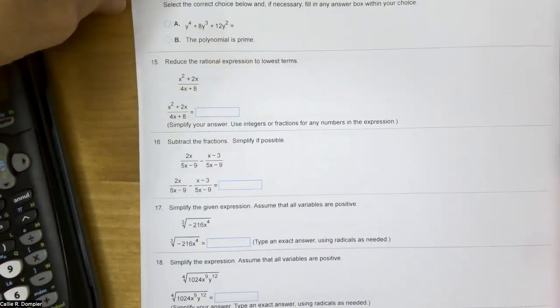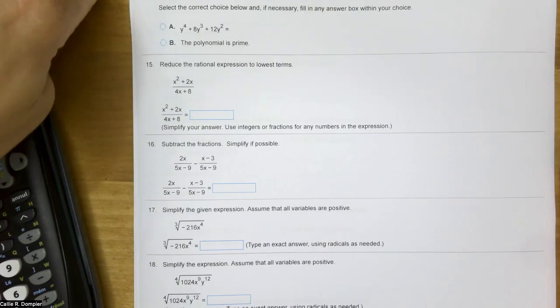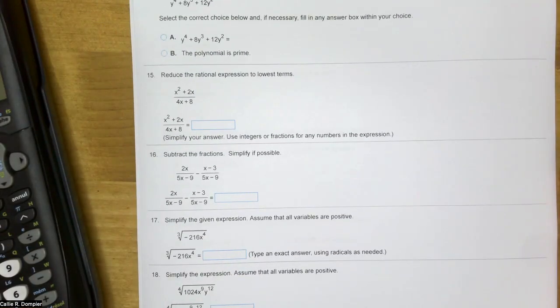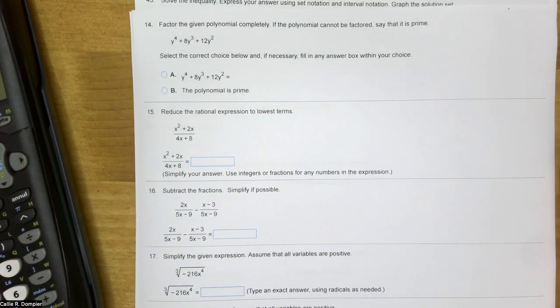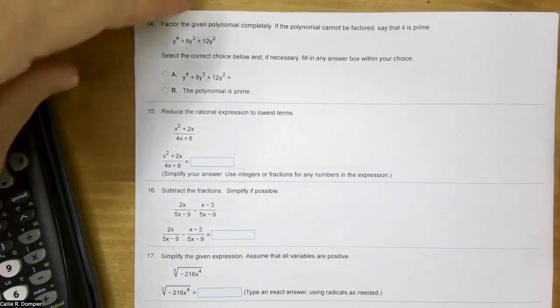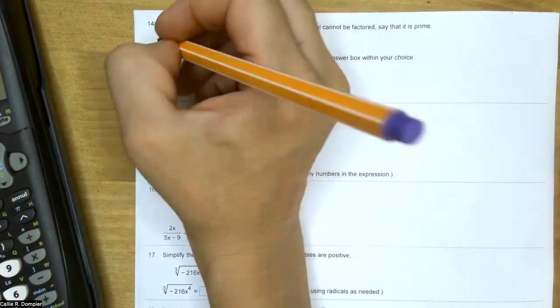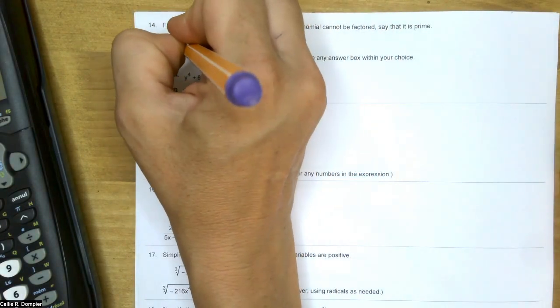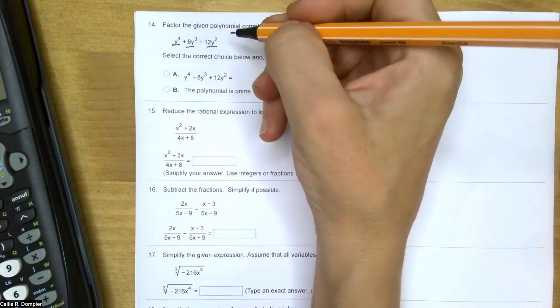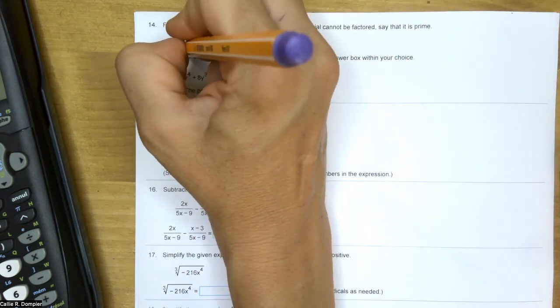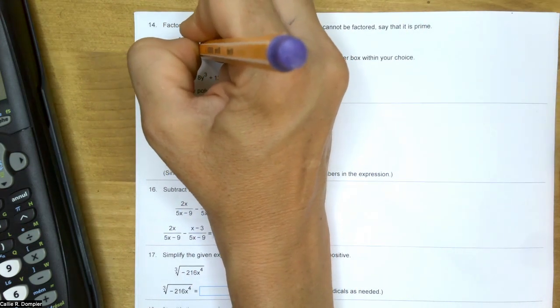Number 14. We have y to the fourth plus 8y to the third plus 12y squared. And we want to factor it completely. Now, the first thing I see, there are no numbers that have a common factor, but there are a lot of y's. That means that we can divide each of them by the smallest y. So we can factor out or divide them all by y squared.